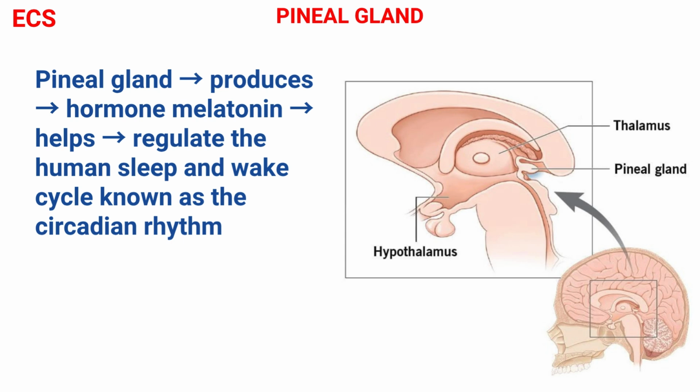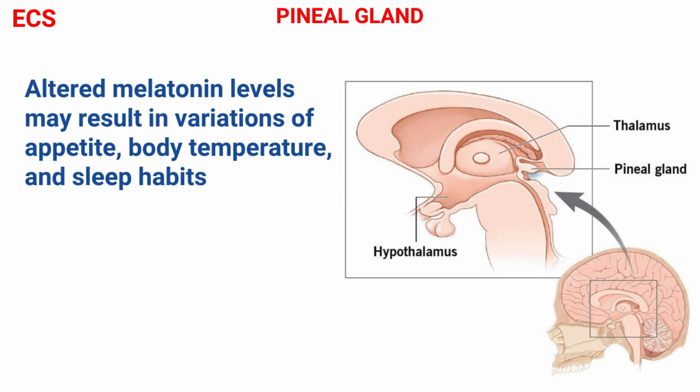Melatonin is not fully understood but appears to inhibit gonadotropin secretion to help regulate the female reproductive cycle and to control the onset of puberty. In children, melatonin may inhibit early sexual maturation. Large amounts of melatonin receptors that react to bright light can alter the biological clock. Therefore, altered melatonin levels may result in variations of appetite, body temperature, and sleep habits.